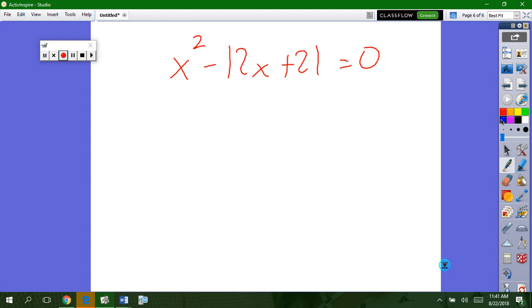So once again, who is my A value? 1. You guys are the first class that said 1. Guess what everybody else has said? 0, x squared. Remember, the A value is the number in front of the x squared, right? Okay, who's my B value? And my C value?